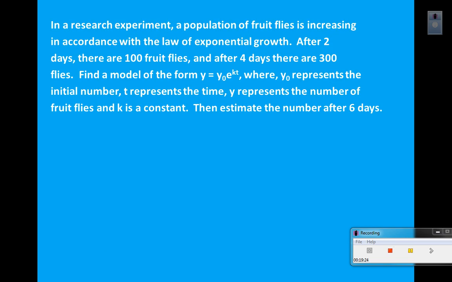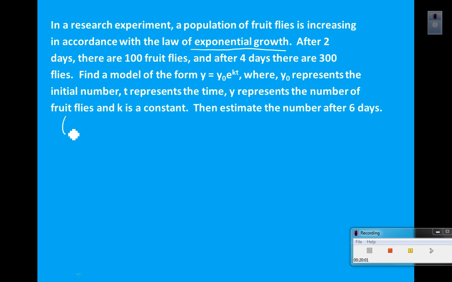Here's your next one. Time to work on. We just got to go through and get your ordered pairs, and then they set up the same. And then I kind of get something I think is a little easier. In a research experiment, a population of fruit flies is increasing in accordance with the law of exponential growth. After 2 days, there's 100 of them. After 4 days, there's 300 of them. Find that model. But what I need to do is go through and set up my 2 ordered pairs. So I need time first, the number of flies second.